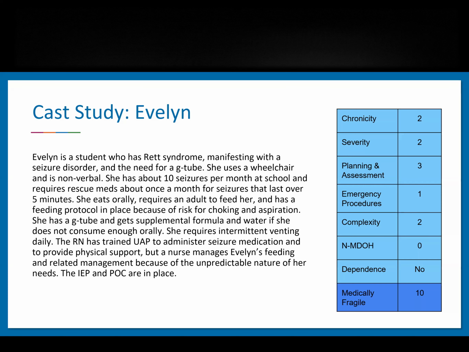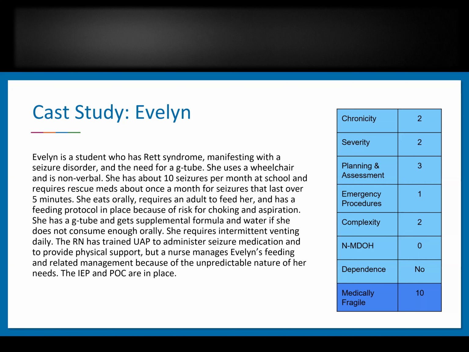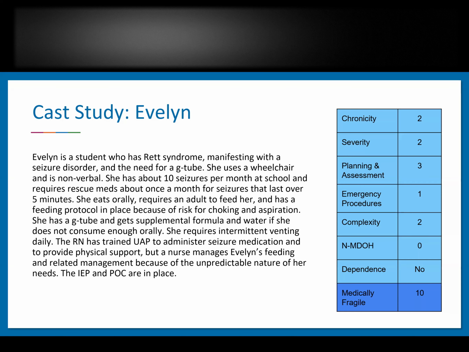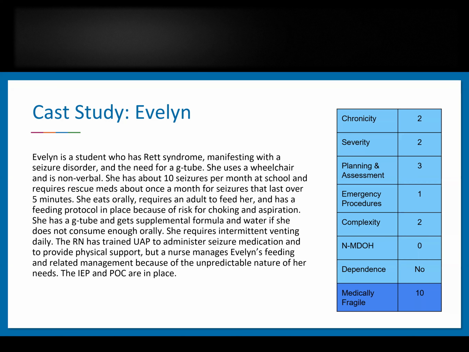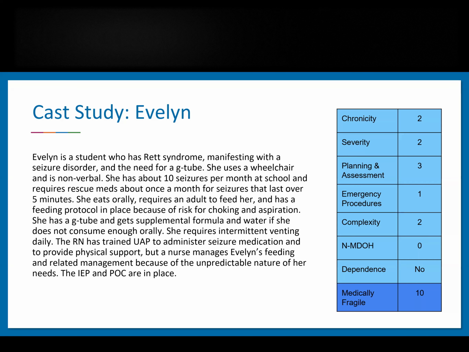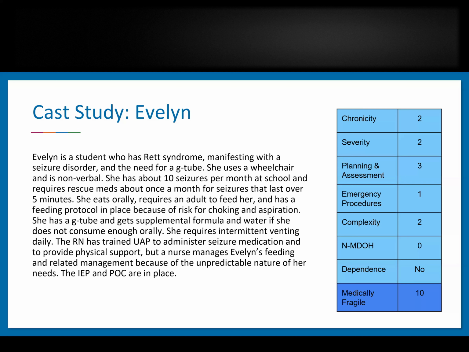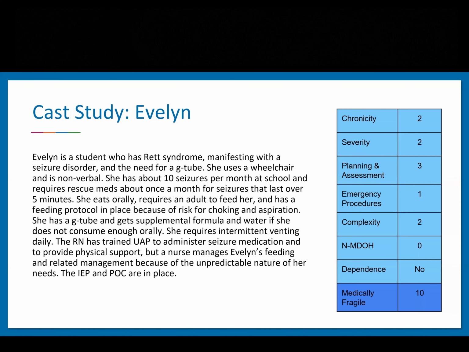The registered nurse has trained the UAP to administer seizure medication and to provide physical support, but a nurse manages Evelyn's feeding and related management because of the unpredictable nature of her needs. The IEP and plan of care are in place. The score for chronicity is a 2. There is more than one condition being managed. Severity score is a 2. The student is at daily risk for life-threatening events. The planning and assessment score is a 3. An individual plan of care is in place and daily high-frequency nursing assessment and direct nursing management are required.